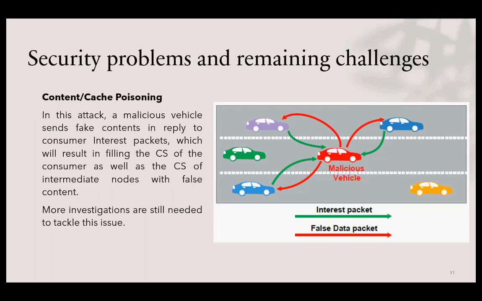The second one is the content or cache poisoning attack. In this one, a malicious vehicle sends fake content in reply to consumer interest packets, which will result in filling the CS of the consumer as well as the CS of intermediate nodes with false content. Carrying out a data packet signature verification at every node may be a good solution, but it increases the content retrieval delay. More investigations are still needed to tackle this issue.